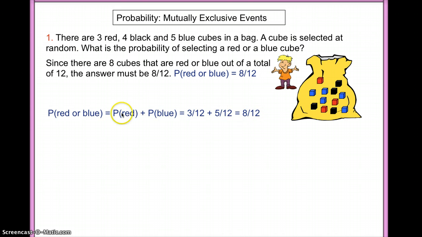Now, I want you to take a look at this. You are now using OR. We did the AND law before, and here in mutually exclusive events, you are using OR.